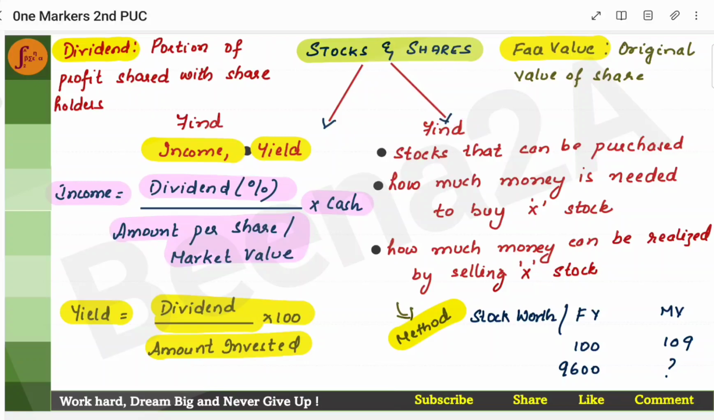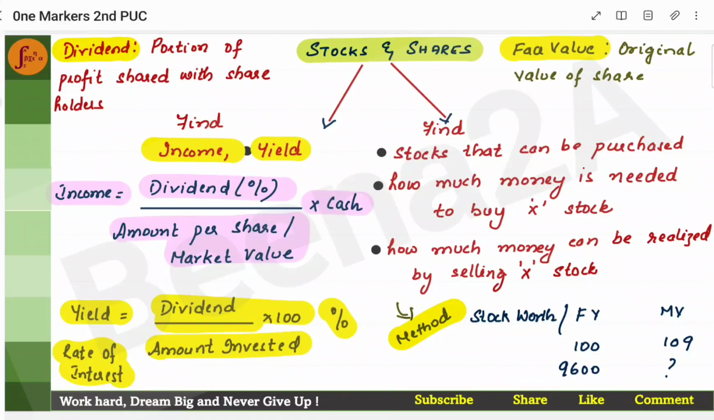Now there are two kinds of problems in one markers. One is to find income and to find yield. Whenever there are problems related to finding income or yield, this is the formula we use. Income is equal to dividend by amount per share or market value per share, into cash, the amount you have invested. The other one is yield. Yield is dividend by amount invested, into 100. So yield is always in percentage. Yield or rate of interest means the same: dividend by amount invested into 100, always expressed in percentage.